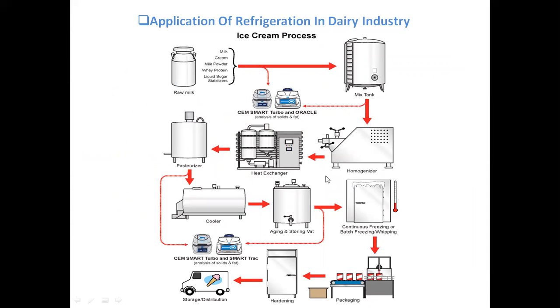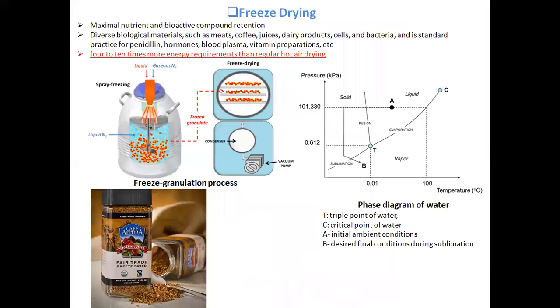Again, in the same dairy industry, ice cream processing is shown in this slide. The raw milk is taken and then supplied to the mix tank, homogenizer, and heat exchanger, where you are actually dealing with refrigeration and air conditioning, refrigeration particularly. Then it goes to the cooler, aging and salting vat, then continuous freezing or batch freezing of the ice cream is done, and then packaging, hardening of the ice cream, and then storage and distribution through trucks or refrigerated vans. So this is ice cream processing, where refrigeration plays a very important role.